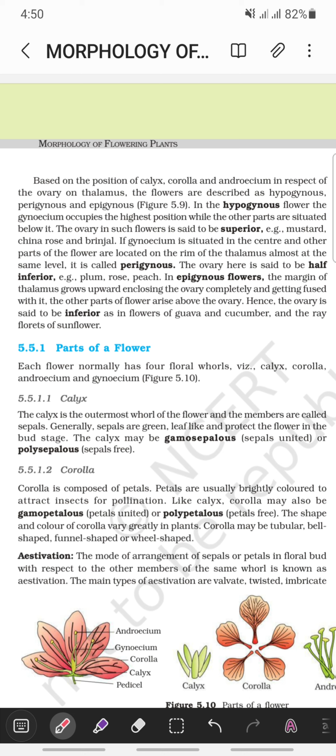rose, peach. In epigynous flowers, the margin of the thalamus grows upward, enclosing the ovary completely and getting fused with it. The other parts of the flower arise above the ovary, hence the ovary is said to be inferior, as in the flowers of guava and cucumber, and the ray florets of sunflower.